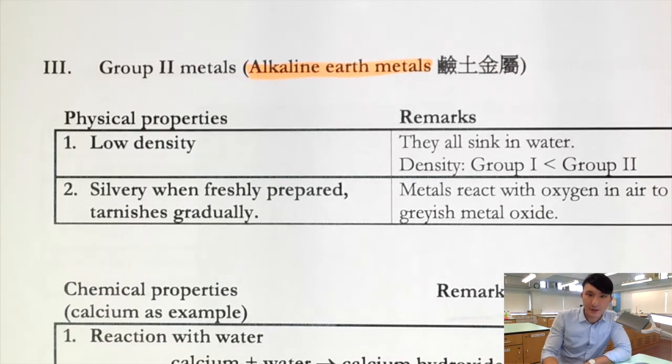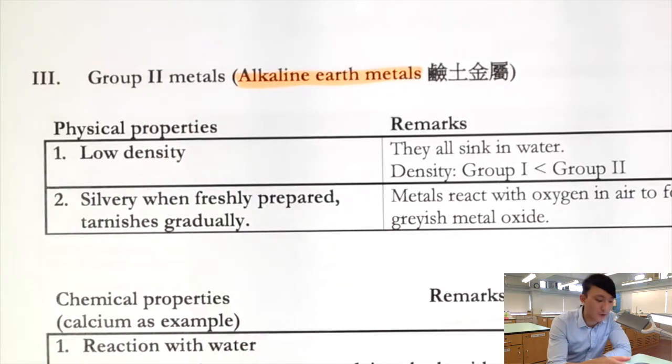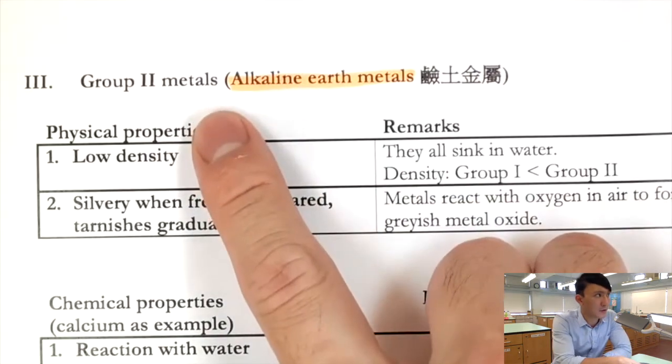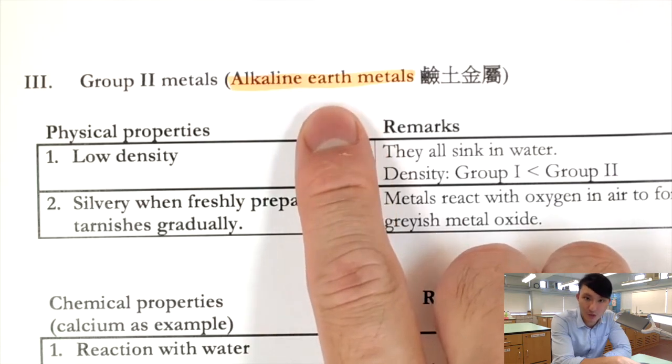Hi, in this video, we are going to continue on Unit 6, Periodic Table, and right now, we will move on to Group II metals. First of all, the common name for Group II metals is alkaline earth metals, because they are able to react with water to form an alkaline solution.